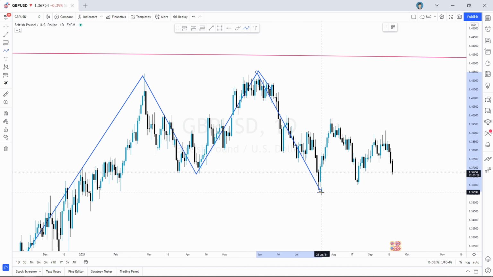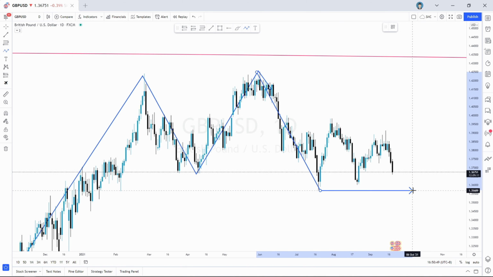So it broke the higher low. So technically this is the new lower low. We're expecting a lower high. So the lower high could be from this point or this point. Right now we're still waiting for a break of structure at this point.